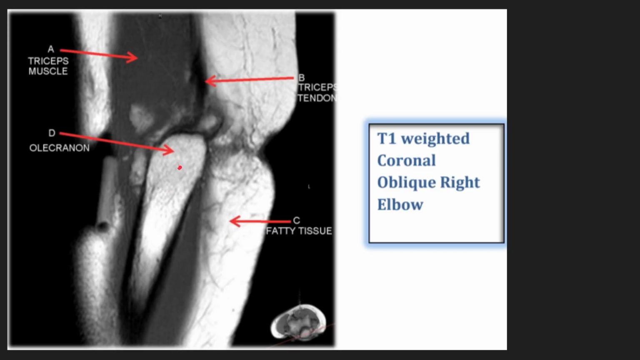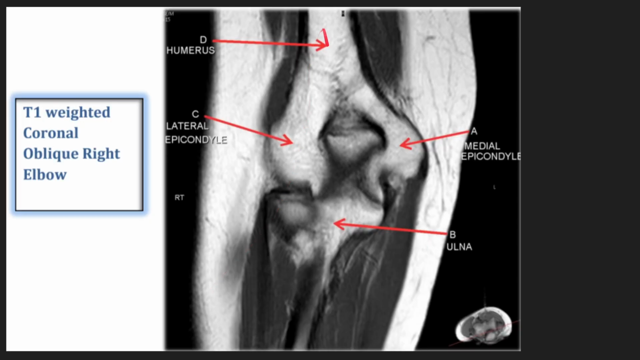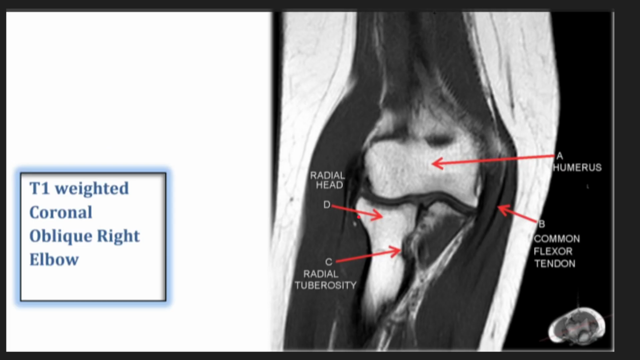Onto the elbow, you have the triceps muscle, triceps tendon, olecranon with fatty tissue, humerus, this is the lateral epicondyle, so right elbow, medial epicondyle, and the ulna. Humerus, radial head, radial tuberosity, common flexor tendon.